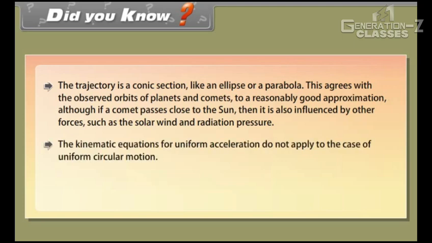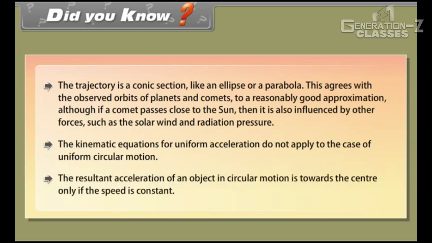The kinematic equations for uniform acceleration do not apply to the case of uniform circular motion. The resultant acceleration of an object in circular motion is towards the center only if the speed is constant.